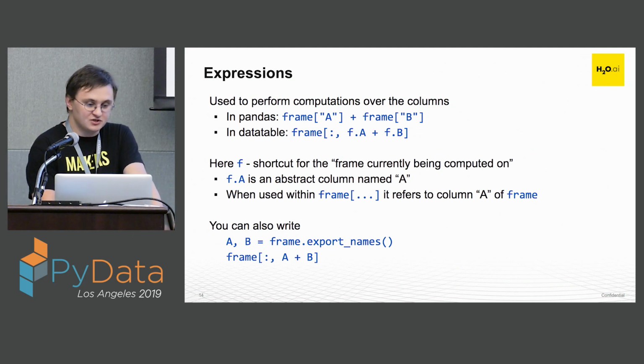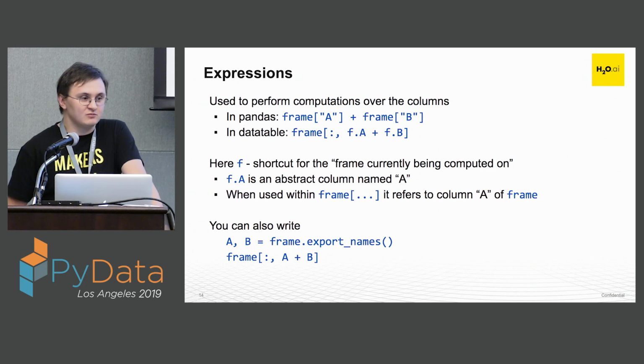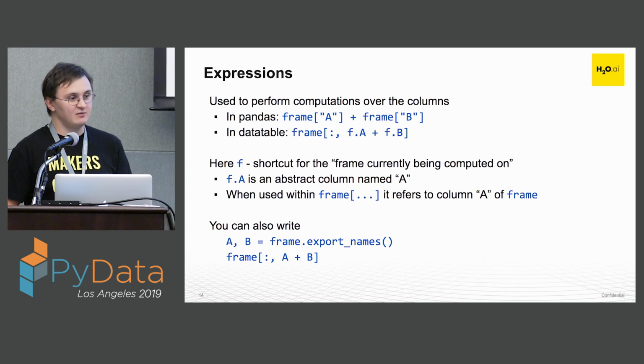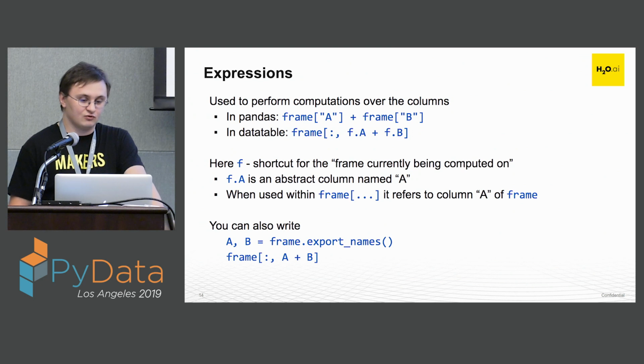In data table, you use a square bracket notation, so there is a frame and there is a square bracket applied to it. And remember that inside the square bracket they have I, which is rows, and J, which is columns. In this case, we don't care about any filtering, so the I is just a colon, which means select all rows, and then the J is what you do with columns. And in this case, it's f.a plus f.b. So f.a is a shortcut for column A of this frame. So f, you can think of it as this, or self.